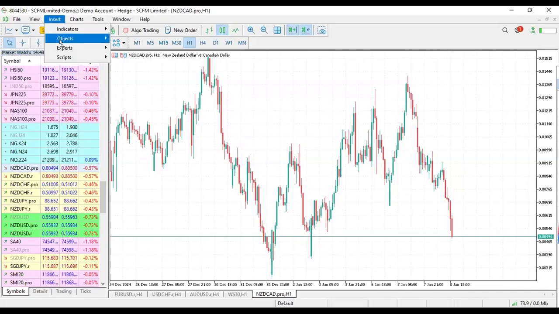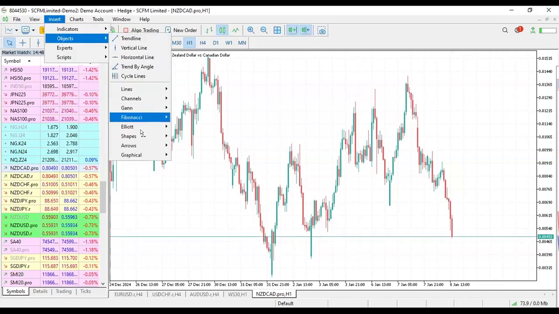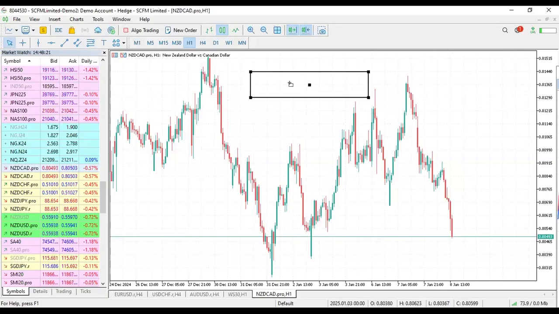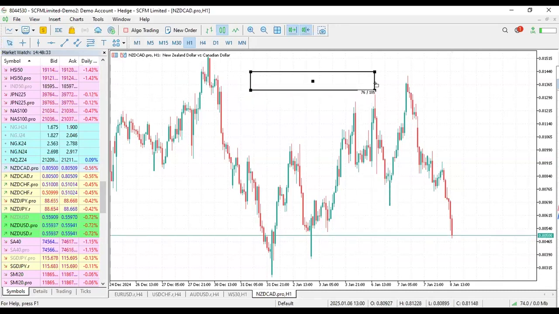You will come to insert, then come to object, then come down further to, let's say, for example, rectangle, and you can draw it anywhere you want, like that. If you want to remove these dots, which I have here, there are 5 of them, you can double click on it and remove them. To minimize it, you will click on the edges right here, and you can minimize it however you want, like that.